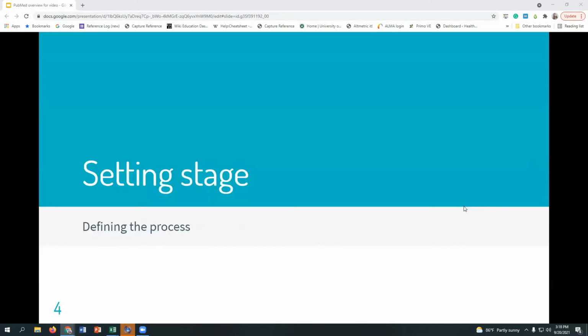Before we jump into PubMed, I want to first set the stage for searching and talk about some things to keep in mind when you're actually conducting your literature search.